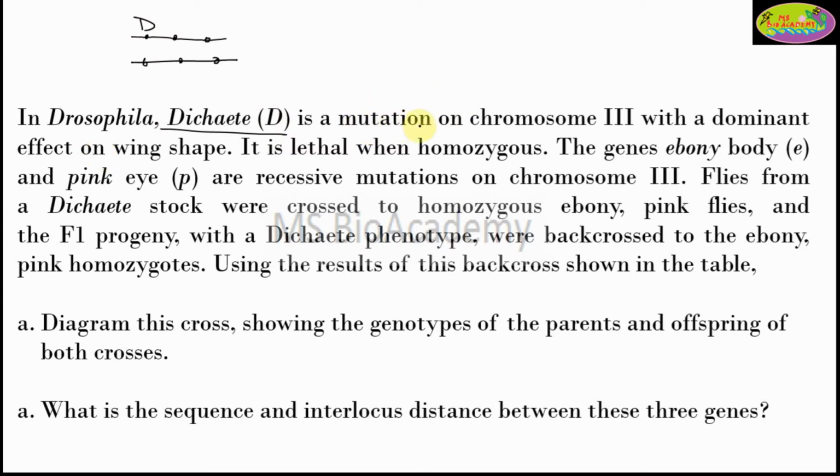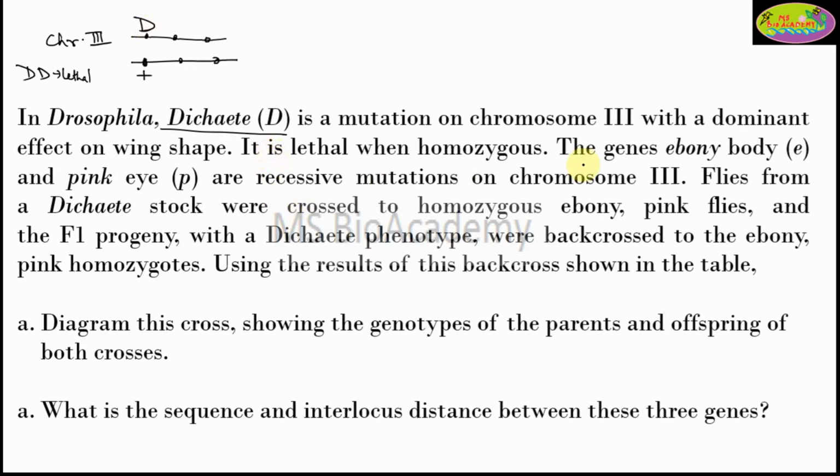This is a mutation on chromosome number 3, with a dominant effect on wing shape. So it is affecting the wing shape. It is lethal when homozygous. When it is present in a homozygous form, meaning DD, it will be lethal and can kill that particular Drosophila. So we are not going to take a homozygous form, we are going to take plus over here. Plus denotes the wild type, meaning it is not the mutated form. This gene is not mutated in the homologous chromosome, but one of them has the mutated allele.